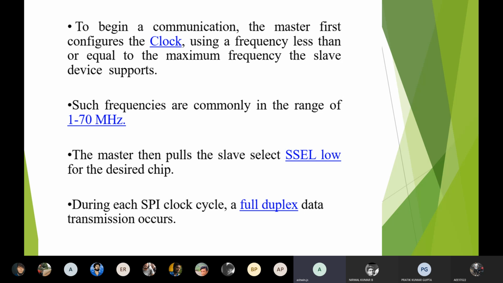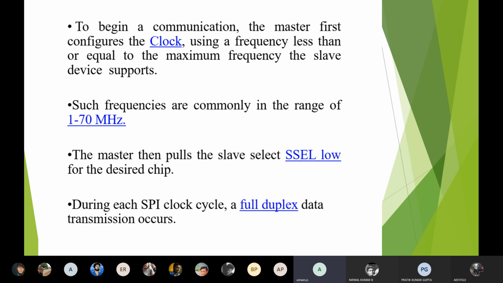Look at this, they have given the frequency of oscillation. The range of the frequency is 1 to 70 megahertz, and the clock pulse which is generated will be in the range of 1 to 70 megahertz. Similarly, they have given that the slave select has to be made active by giving a low value. Low in the sense grounded. You have to give a 0 value, then only you will be able to do the transfer.